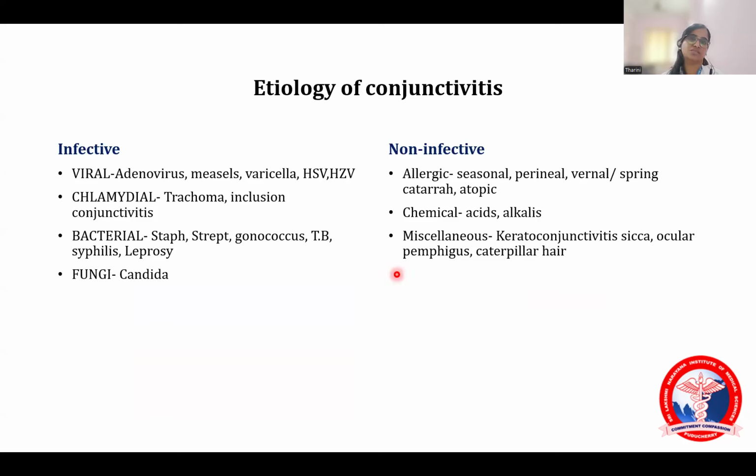The etiology of conjunctivitis: we have infective and non-infective etiologies. Infective etiologies include viral infections like adenovirus, measles, varicella, HSV and HZV, chlamydial inflammations, trachoma and inclusion conjunctivitis, bacterial infections like staph, streptococcus, gonococcus, tuberculosis, syphilis, and leprosy. Fungal infections can cause candidal conjunctivitis. Non-infective causes are allergic, which can be seasonal, perennial, vernal or spring catarrh, or atopic. Chemical conjunctivitis is caused by acids or alkalis, and other conditions include keratoconjunctivitis sicca and caterpillar hair.